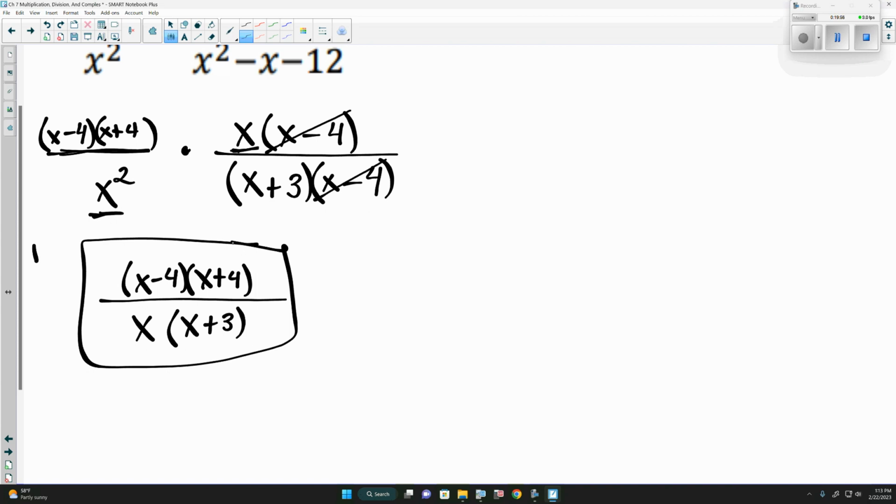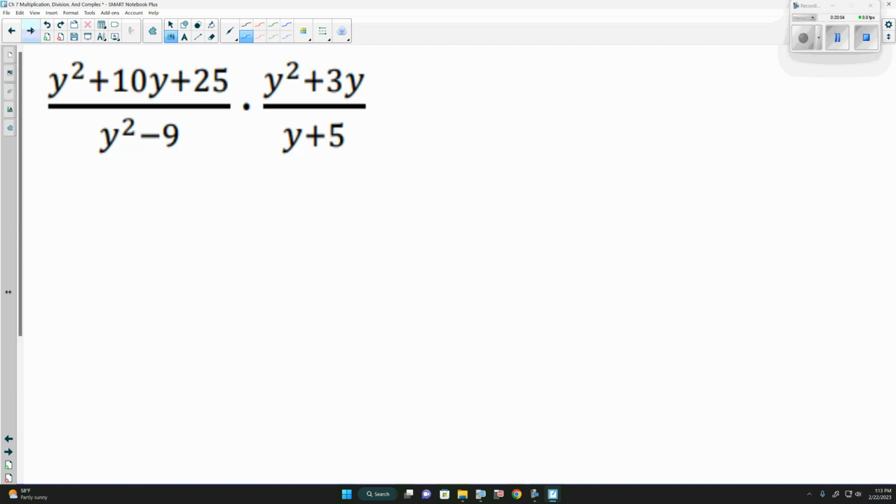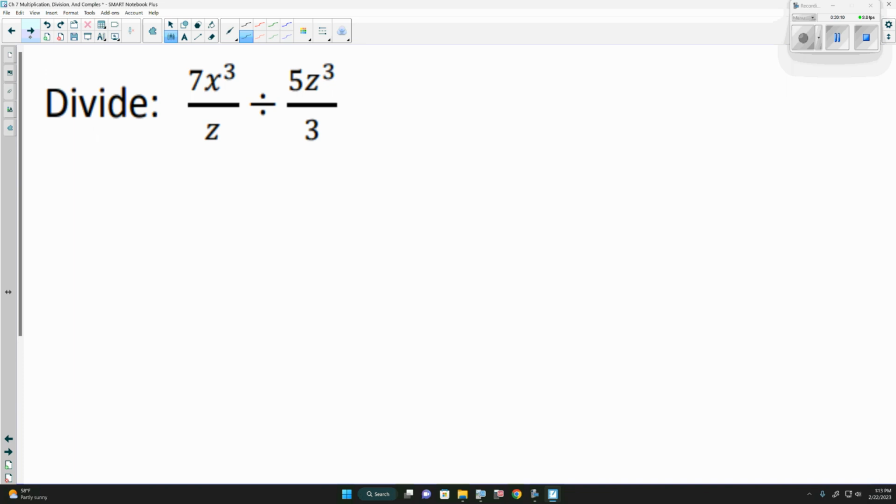Questions on any of this here? Do we feel comfortable with multiplication? We ready to move on? Because this one here is not any different. It's going to be pretty much the same thing. If we feel comfortable with that, we'll move on to division, which, if we remember back to when we covered this first time, division is essentially multiplication.